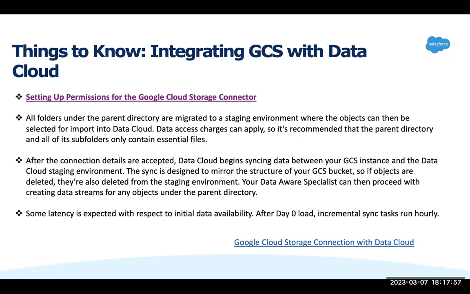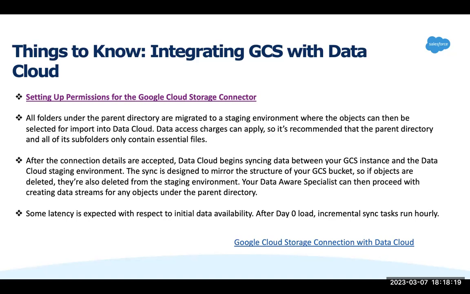You should always recommend that your data aware specialist create data streams for any objects under the parent directory. That's what I've told: when you're creating a data connection, they always mention the parent directory. There is no other directory which you need to mention. Just keep the parent directory as the source for every data stream.